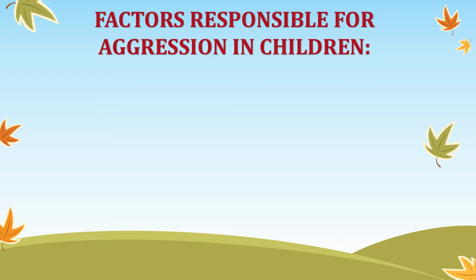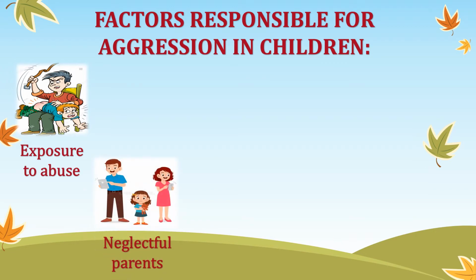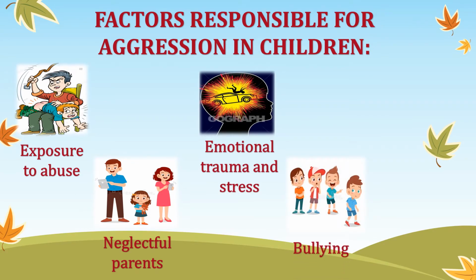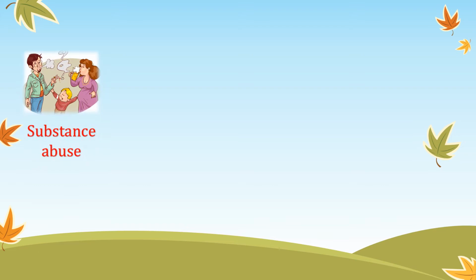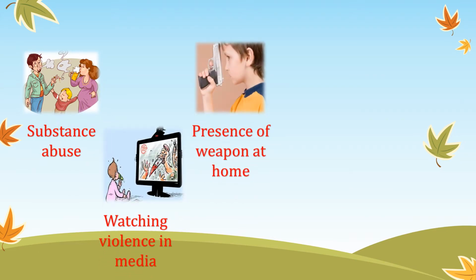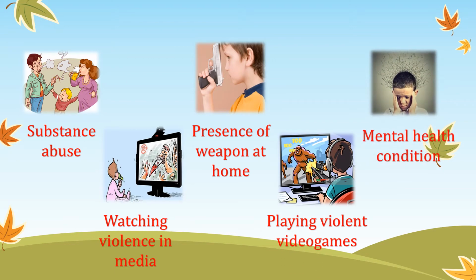There are many factors that are responsible for aggression in children, and they are: exposure to abuse, physical, verbal or sexual; neglectful parents; emotional trauma and stress; bullying; family history of violence; substance abuse; watching violence in media; presence of weapon in the house; playing violent video games; and mental health conditions.